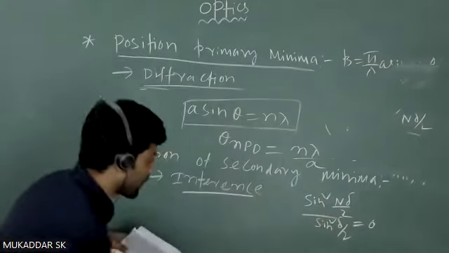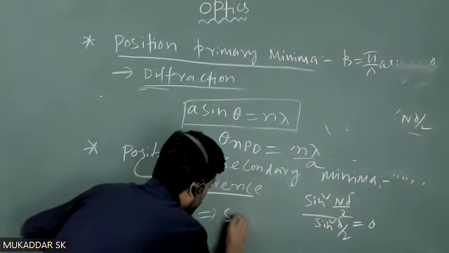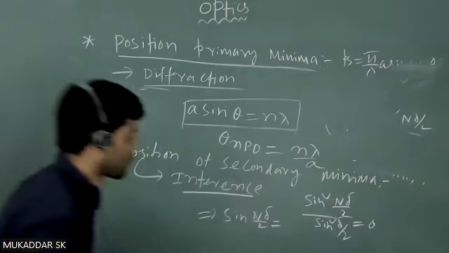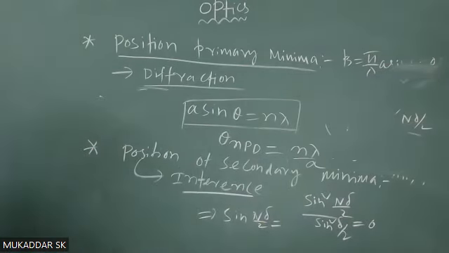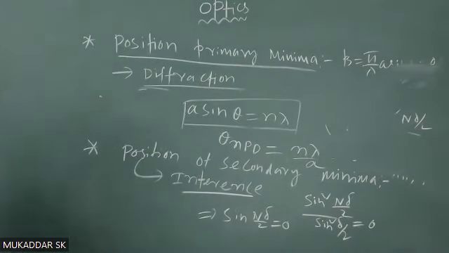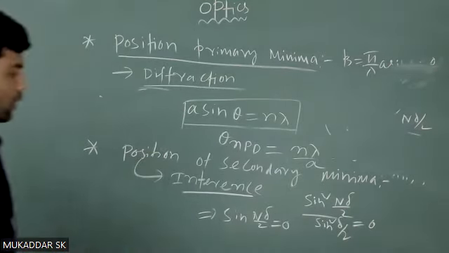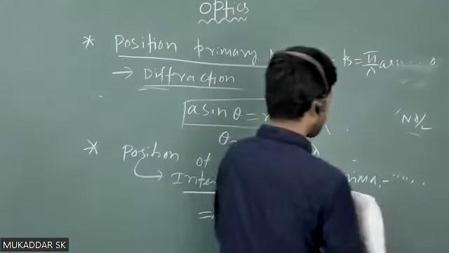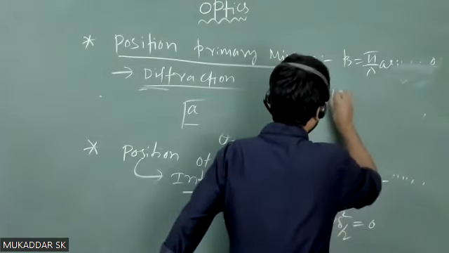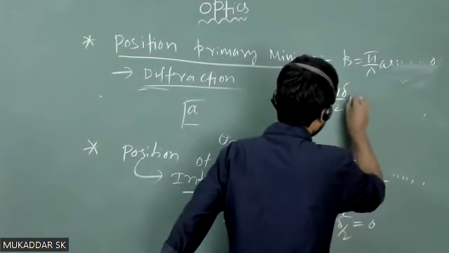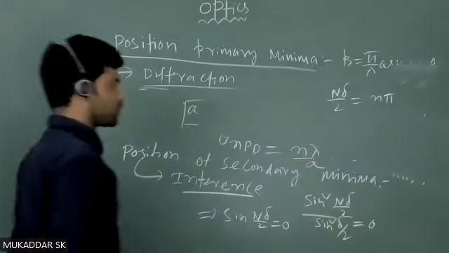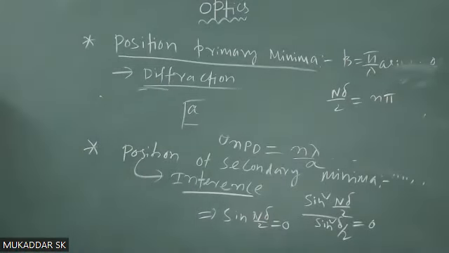So if this term is 0, can I write that sin n delta by 2 should be equal to how much? धीरज बताओ कितना होना चाहिए? That should be equal to again 0. Now it means n delta by 2 कितना होना चाहिए? That should be equal to n pi.